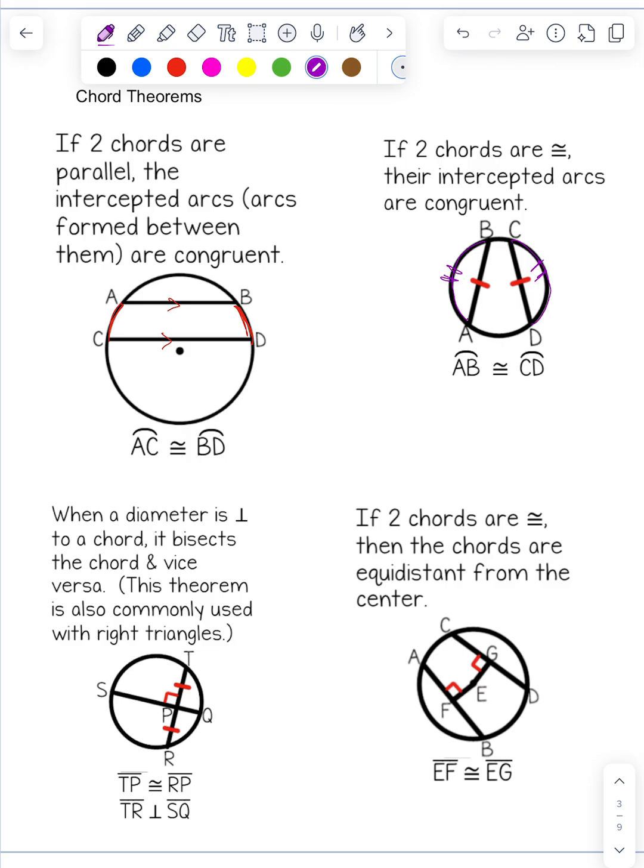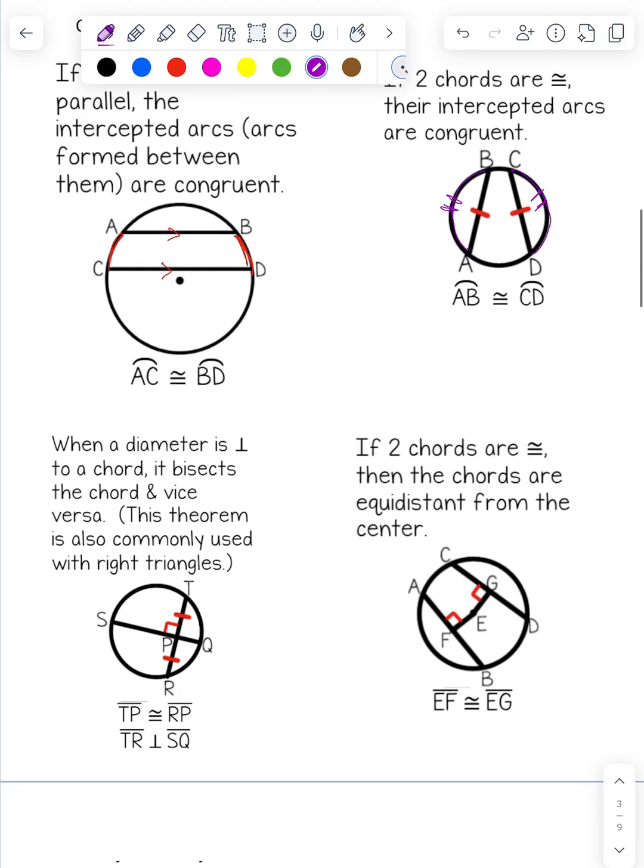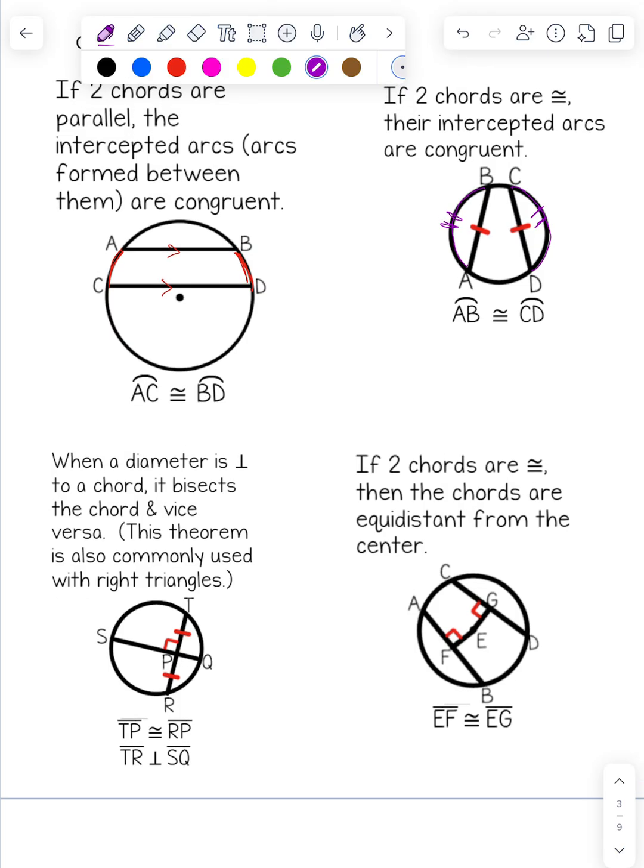When a diameter is perpendicular to a chord, it bisects the chord. I want to point out that this also works with a radius. It's any segment passing through the center. So notice in the diagram, SQ is a diameter. And when it intersects chord TR, it bisects it. It splits it in half.